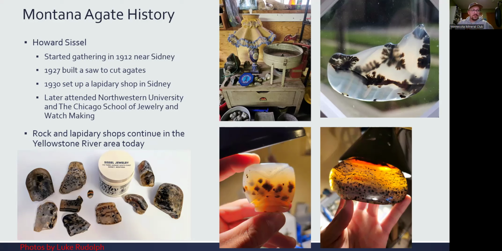So there are photos here at the bottom. I'd like to thank Luke Rudolph for these. These are agates as well from Howard Sissel, as well as a piece of jewelry cleaner from Sissel. And as I mentioned too, there are a lot of rock and lapidary shops today in the Yellowstone River area.